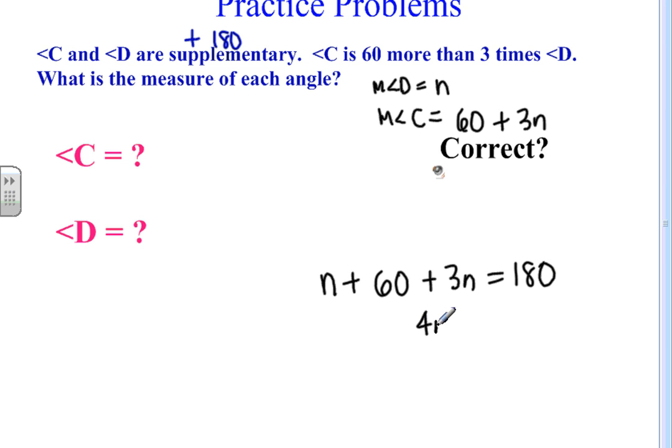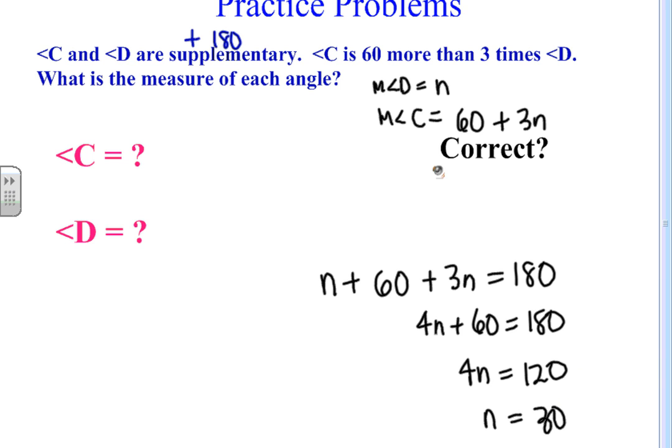So I have 4N plus 60 equals 180. So 4N is 120. So N must be 30. So what did I find when I found N? Found the measure of angle D. So this would be 30 degrees. Now if they are supplementary, then this angle C would have to be 150 degrees so that they add up to 180 and are supplementary.